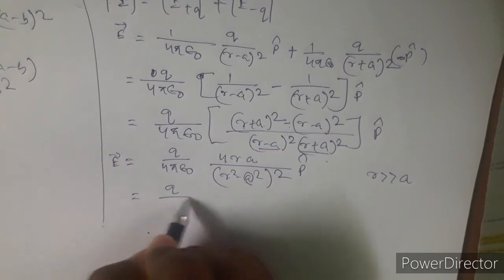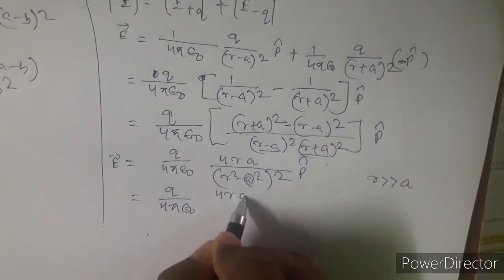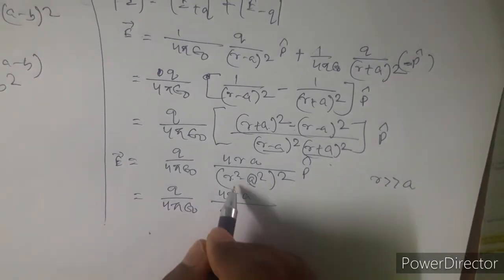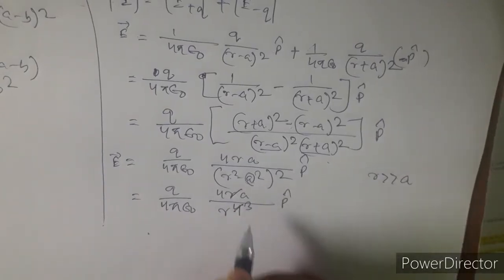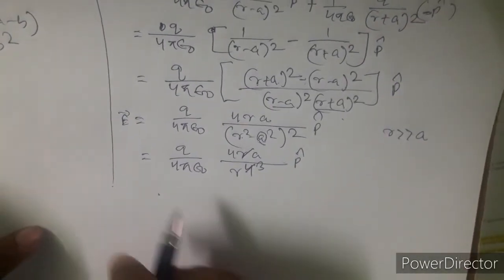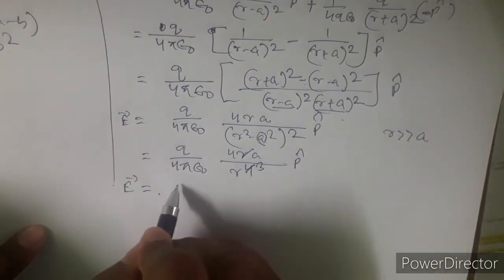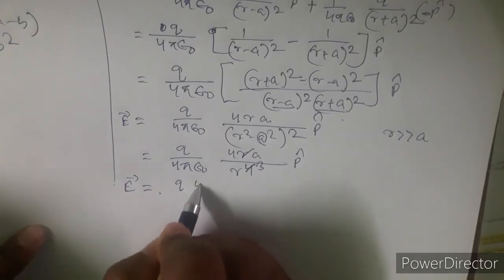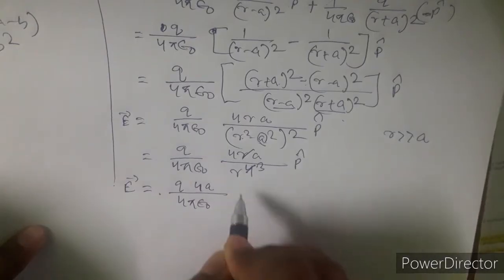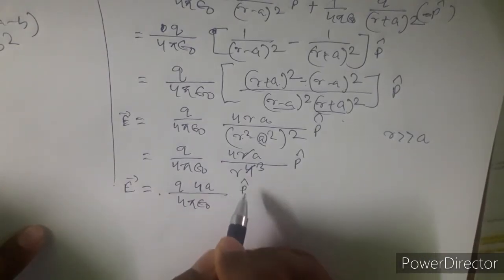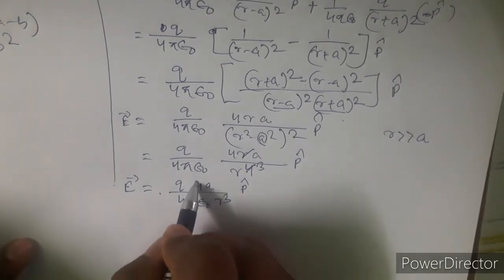When we neglect A square, what we will write? Q by 4 pi epsilon naught, 4RA, divided by R to the power 4, P cap. So R square will cancel, and R cube will be left. So what is the result? Your E is equal to Q into 4A by 4 pi epsilon naught R cube, P cap.